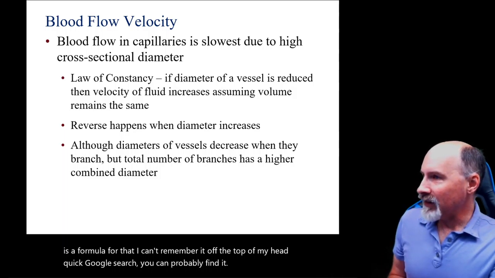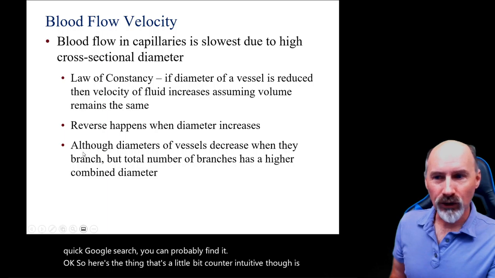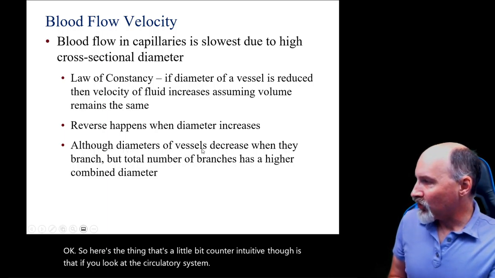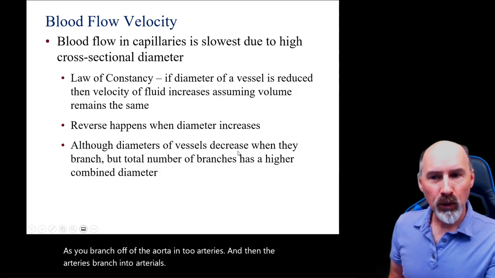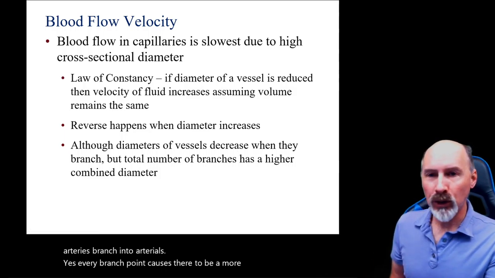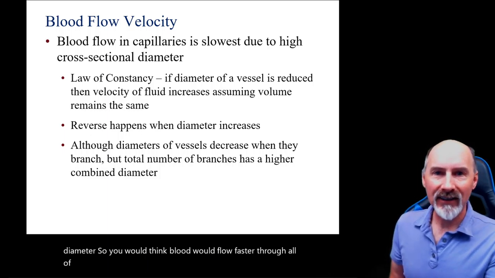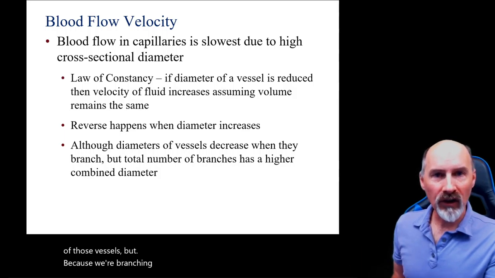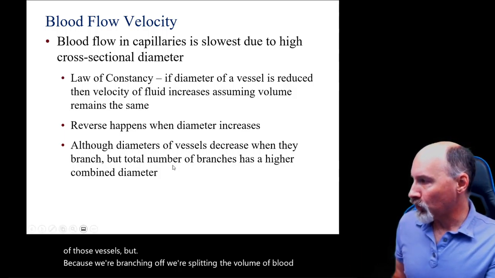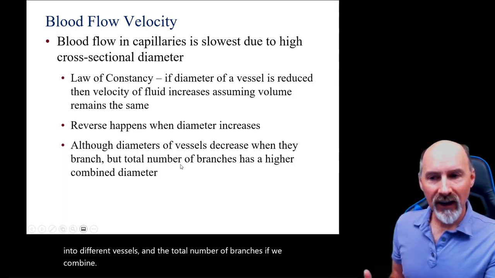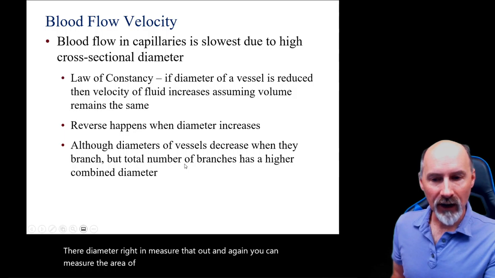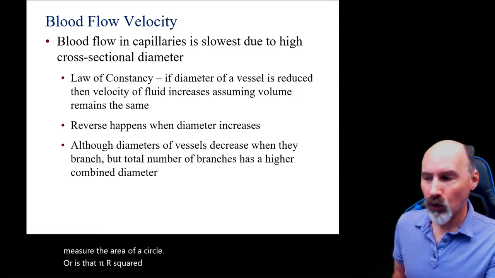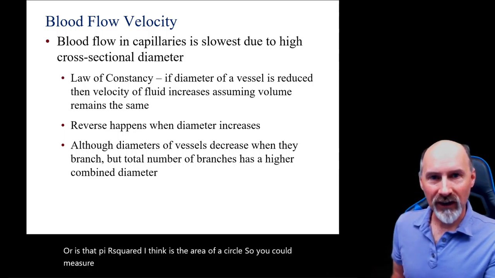Okay. So here's the thing that's a little bit counterintuitive: if you look at the circulatory system, as you branch off of the aorta into arteries and then the arteries branch into arterioles, every branch point causes a more narrow diameter. So you would think blood would flow faster through all of those vessels. But because we're branching off, we're splitting the volume of blood into different vessels. And the total number of branches, if we combine their diameter and measure that out, and again, you can measure the area of a circle, I think it's pi r squared, you could measure at any point in the vessel based on its diameter, and half of a diameter is the radius, so there's your r.